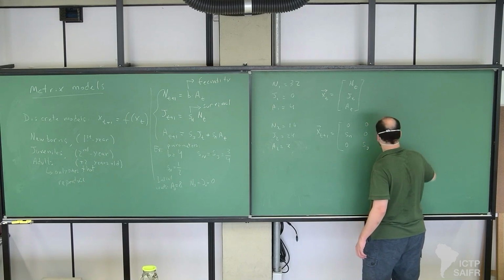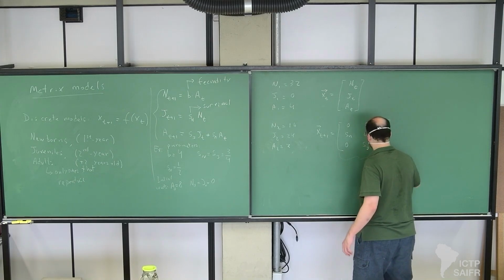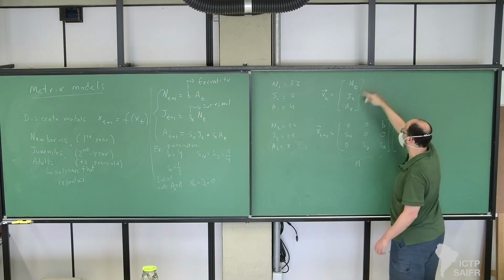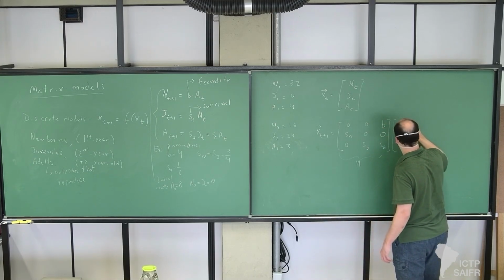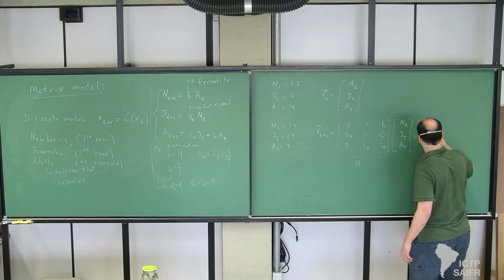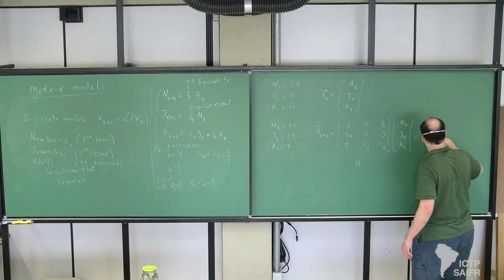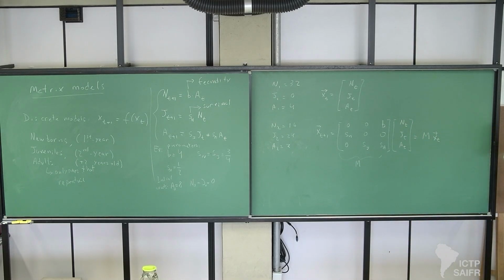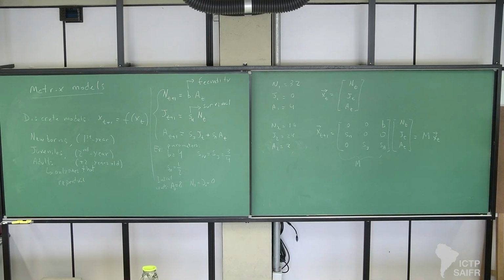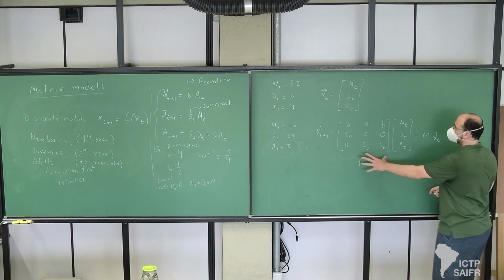Okay? So I'll call this matrix here M, times my N_t, J_t, A_t over here. That is, this is M multiplied by X at time t. So now I wrote this as a product of this matrix times this vector.